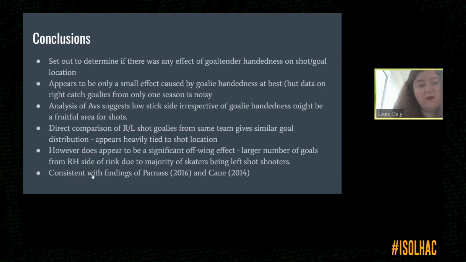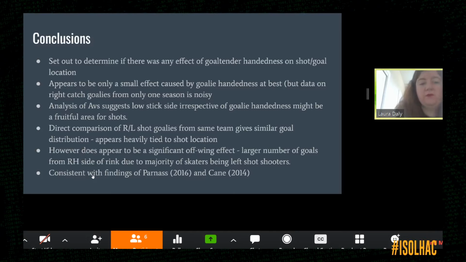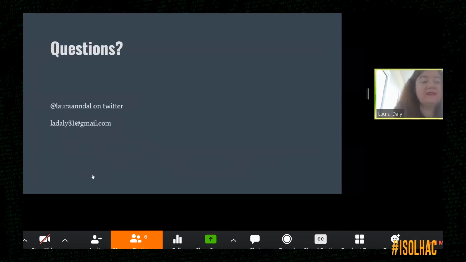There does seem to be a significant off-wing effect, particularly on the right-hand side for left-handed players or left shot players. This is probably due to the majority of shooters being left shot shooters, and it's consistent with the earlier findings on off-wing effects by Parnas and Kane. So kind of what we expected. That right bias in expected goal models seems to come a little bit from off-wing effects on left-handed shooters rather than anything to do with the goalie primarily. And that's all I have. Any questions are welcome.